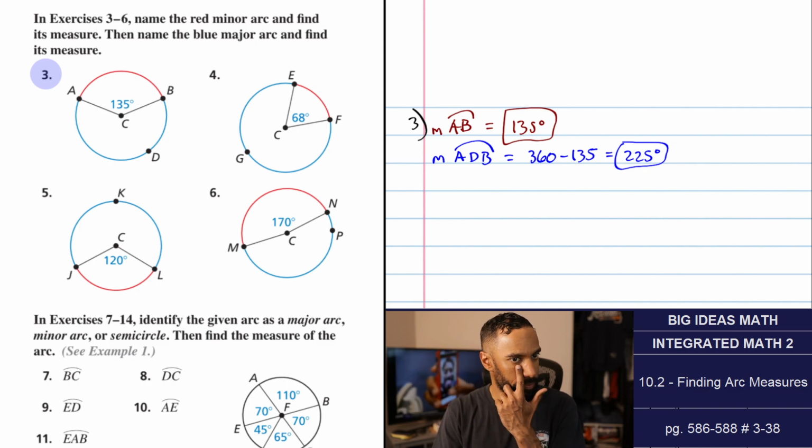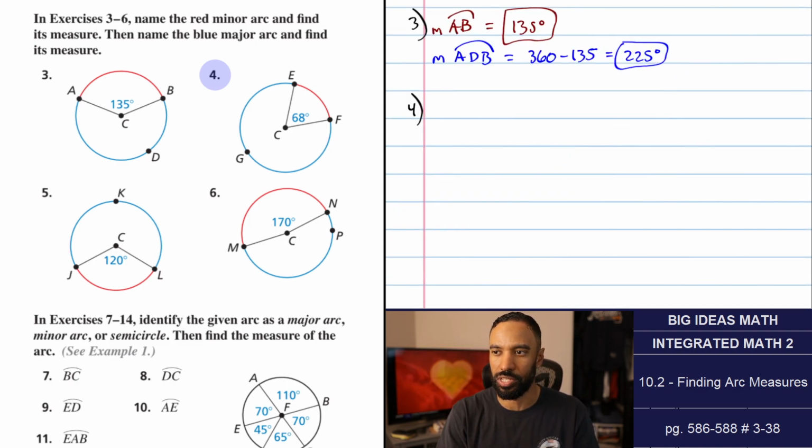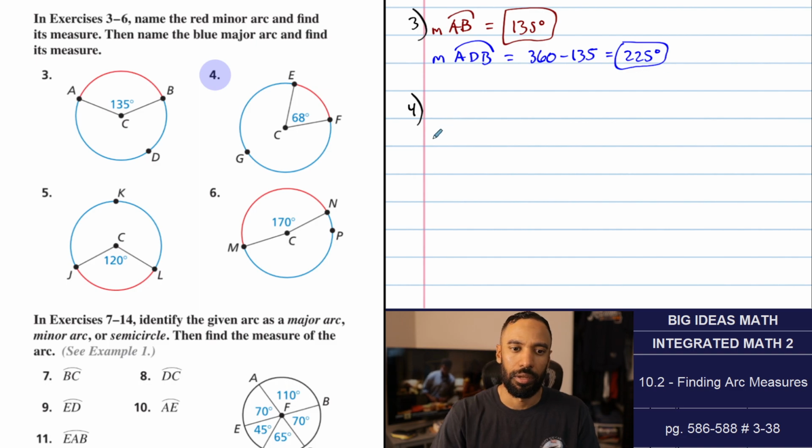Number 4. Now, all these are the exact same process for each one. Minor arc will be something less than 180. Major arc will be something more than 180. Do the subtraction from 360. So hopefully this will make a lot of sense.